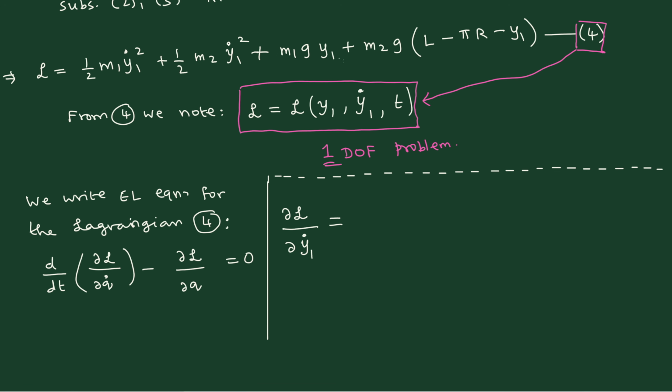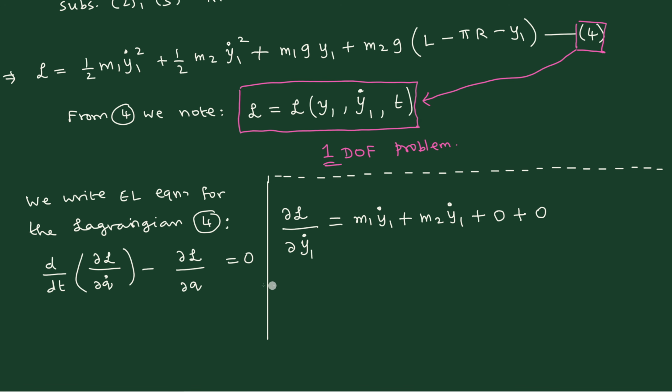So that is quite simple. You now differentiate, and how much are you going to get? m1 into y1 dot, plus the second term will give you m2 multiplied by y1 dot. The third term does not contain y1 dot, therefore its derivative will be 0. The fourth term also does not contain y1 dot, and therefore the derivative will be 0. So that derivative is over.